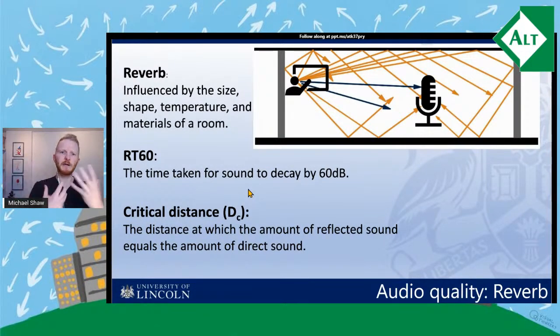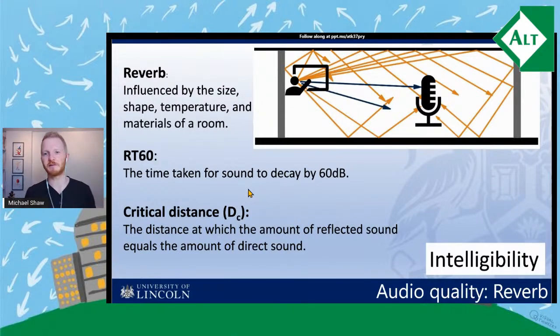So we need to be speaking into a microphone at a distance lower than the critical distance so that the mic hears more of the direct sound than the reflected. And this all affects what's called the intelligibility of audio quality.